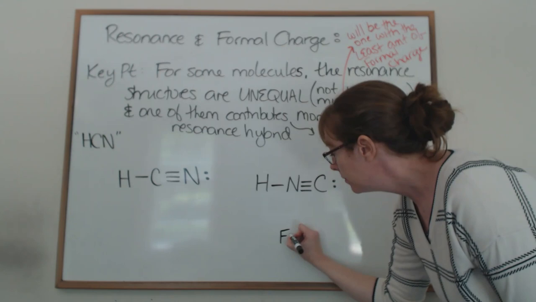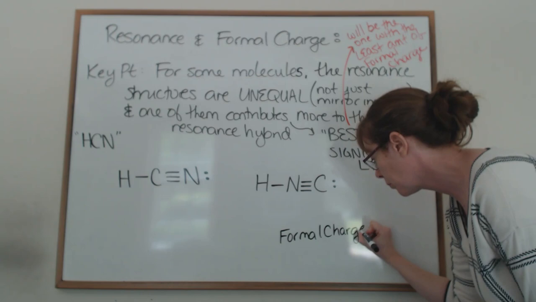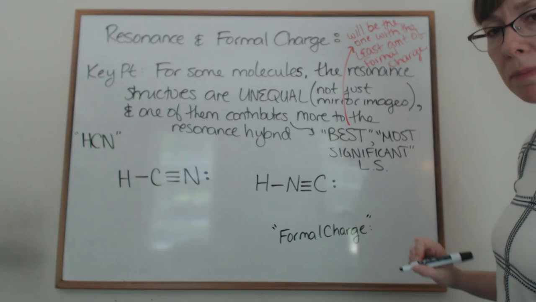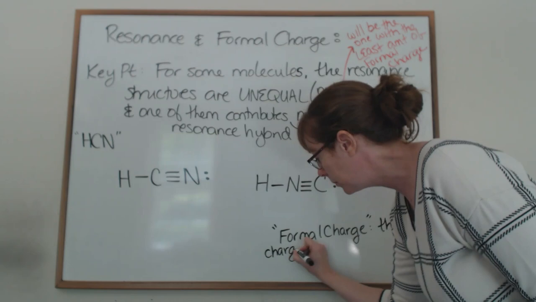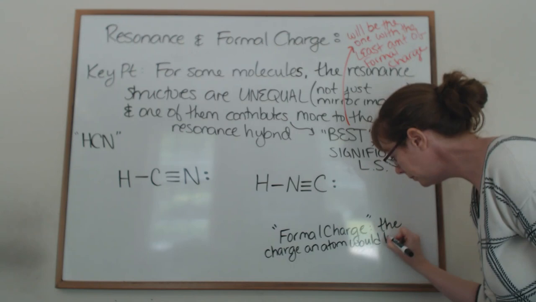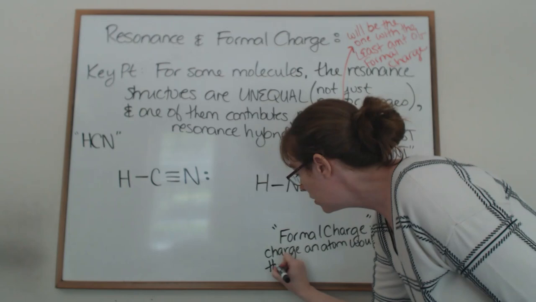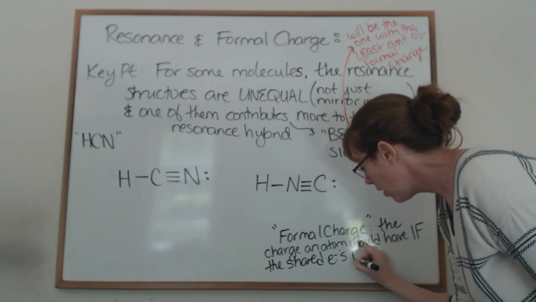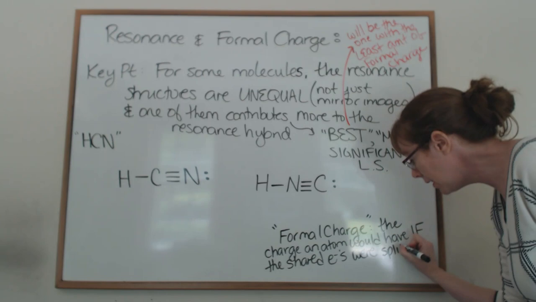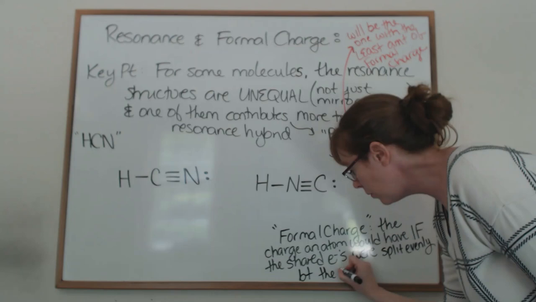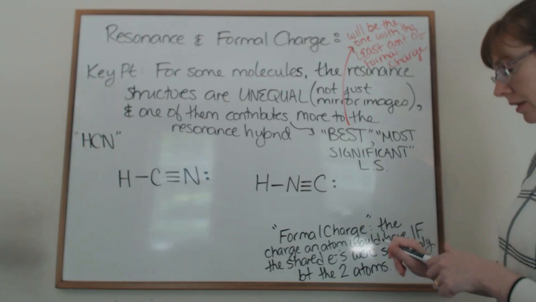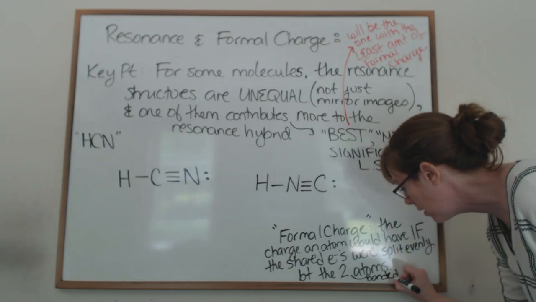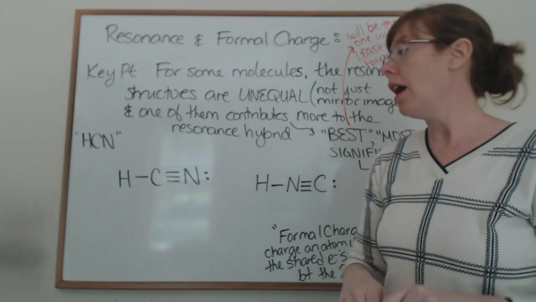Another concept that's very big in chemistry, big in organic chemistry: formal charge. It's kind of a hypothetical that scientists use, but basically it's the charge an atom would have if the shared electrons were split evenly between the two bonded atoms, if you want to write the word bonded to make it a little bit more clear. That's what formal charge is. So it's the charge an atom would have if the shared electrons were completely split.